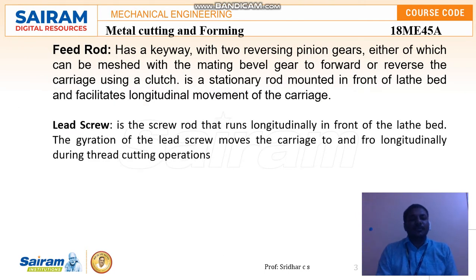Next is the feed rod. The feed rod has a keyway with two reversing pinion gears, either of which can be meshed with the mating bevel gear to move the carriage forward or in reverse using a clutch. It is a stationary rod mounted in front of the lathe bed, and it facilitates the longitudinal movement of the carriage. With the help of the clutch, it gives the mating gears in the bevel gear, and that helps the movement of the carriage.